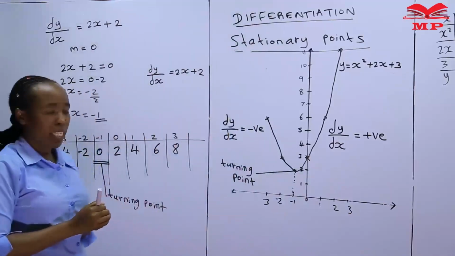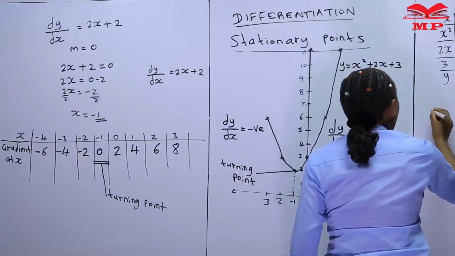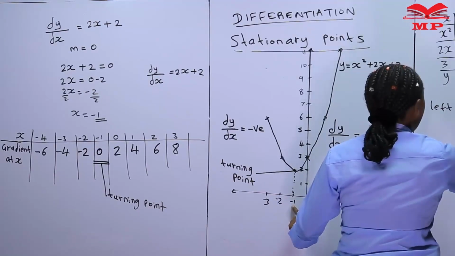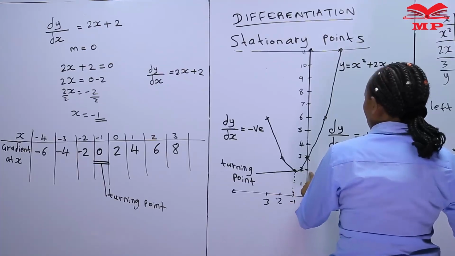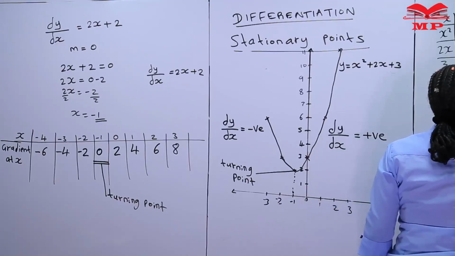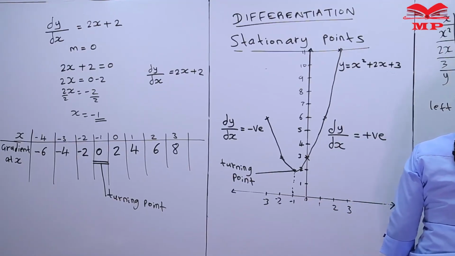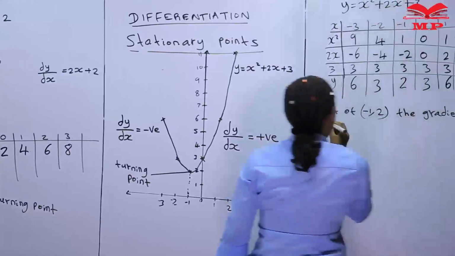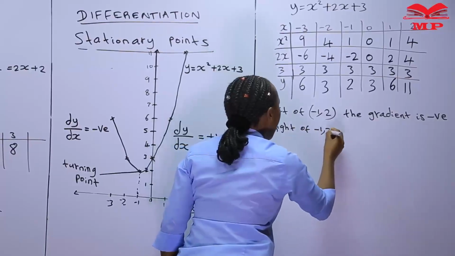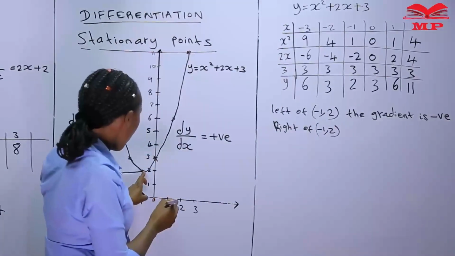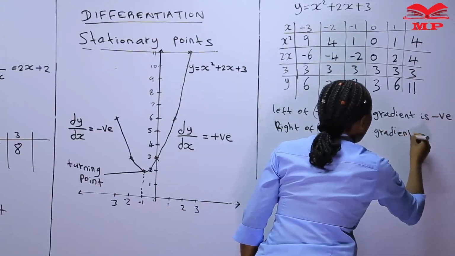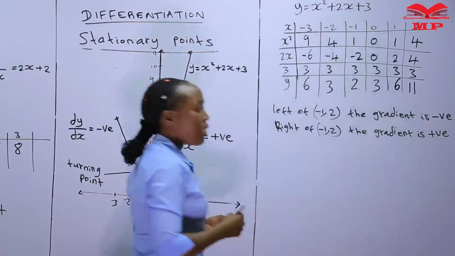All the values are positive, meaning that we have negative on the left side. That is -1, and on the y we have 2, so -1, 2. To the left of this point, we can see that the gradient is negative. Then on the right-hand side, to the right of this point, the gradient is positive.